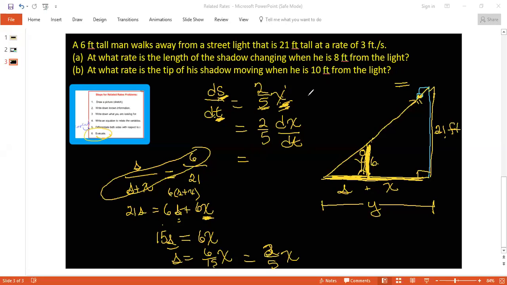It says what's going on at this right here, dx dt is 3 feet per second. So I'm going to go ahead and plug in 2/5 times 3, and that's just going to give me 6/5 feet per second. That's the rate that the shadow will be moving at.